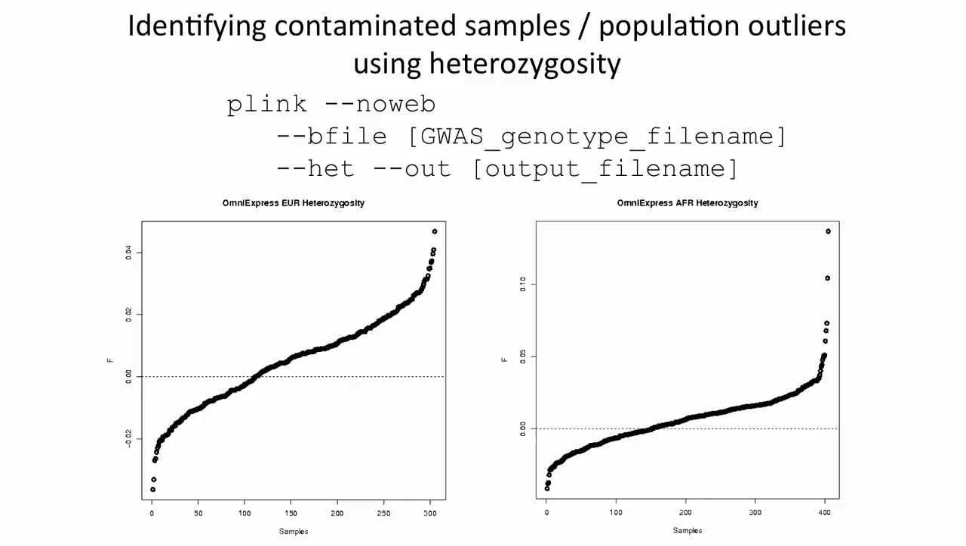The second thing to note is that there's no hard and fast rule for declaring a sample an outlier. In the Europeans, there do not appear to be any outliers, but in the Africans, there may be a tail of samples with extreme heterozygosity values. Whether that's due to population heterogeneity in the African sample or to sample contamination, we don't know. We have not excluded any of these samples from downstream analyses, but you might want to flag these 1 or 2 samples at the extreme tail for further scrutiny.